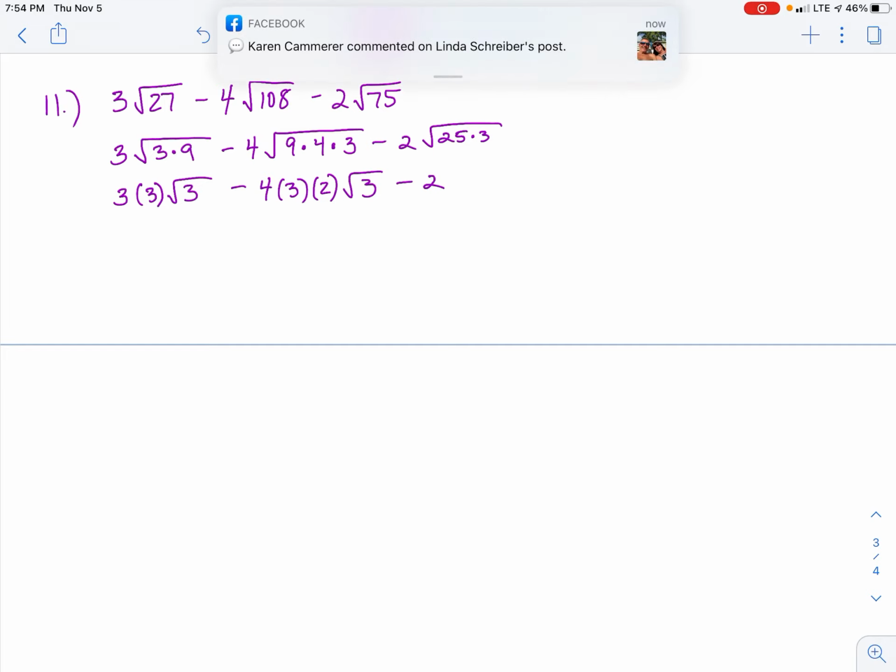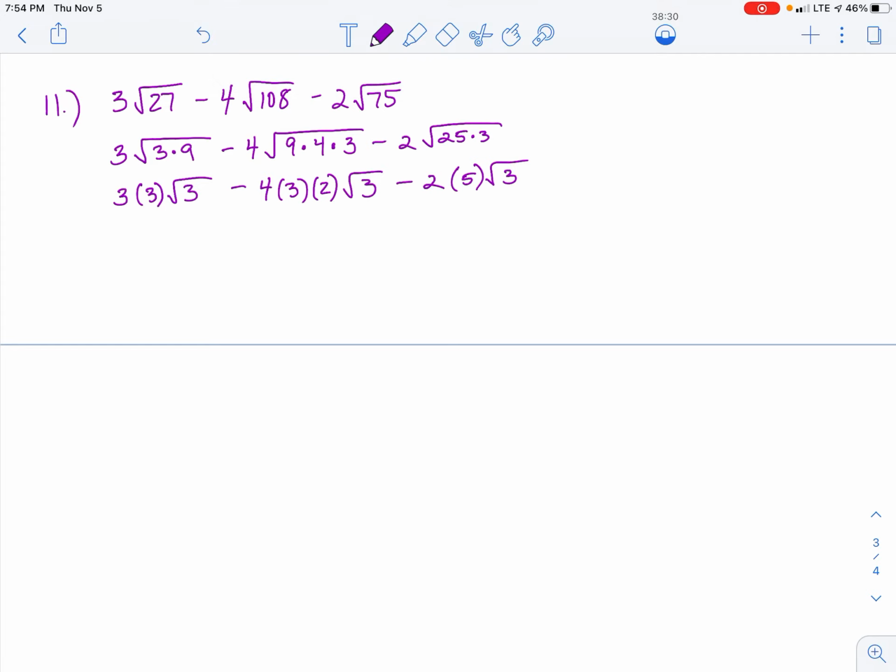We're going to keep the 2 there, and then we're going to take out the square root of 25, which is 5, and leave the square root of 3 alone. So let's do our multiplication now. So I have 9 times the square root of 3, minus 4 times 3 is 12, times 2 is 24, right? That's all of this, times the square root of 3, minus 10 times the square root of 3.